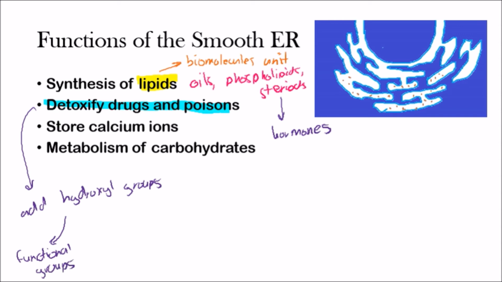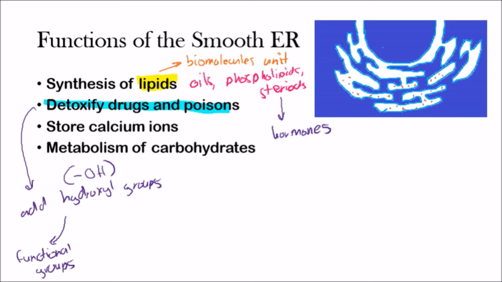Okay, and remember that a hydroxyl group is an OH group, oxygen bonding to hydrogen. So whenever you add these hydroxyl groups, remember we learned in the biomolecules unit that hydroxyl groups make molecules more soluble. So whenever the smooth ER adds hydroxyl groups to the drugs or the poisons, they will end up making the toxin very soluble, and then that toxin will be able to mix with water and be exported quickly out of the cell.